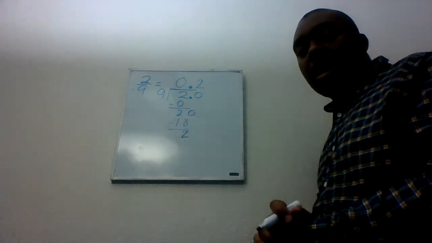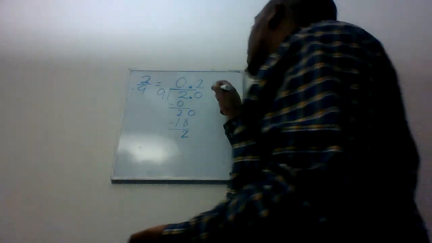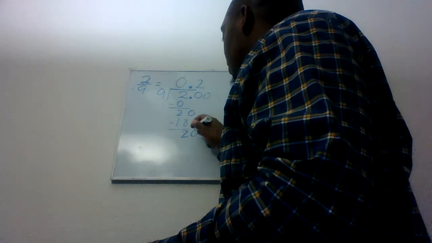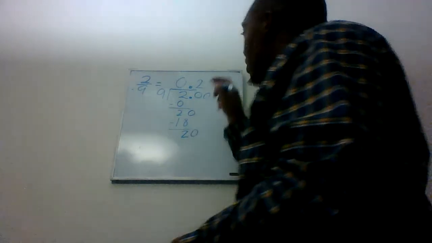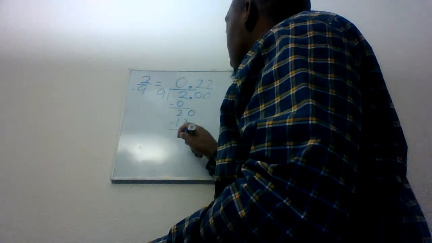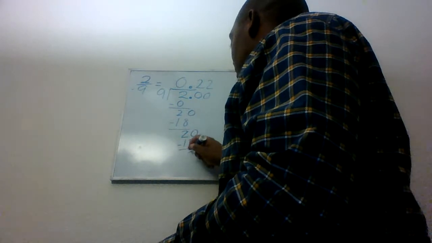Okay, cool. So we're done. We got a remainder of 2. Now, we can add another 0. So we're looking at 20. Now, how many times is 9 going to 20? That's right, it goes in twice. Multiply that, we get 18. We subtract, we get 2.